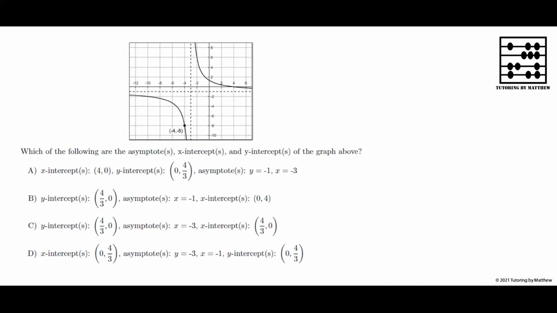Which of the following are the asymptotes, x-intercepts, and y-intercepts of the graph above? Reviewing this question one more time, which of the following are the asymptotes, the x-intercepts, and the y-intercepts of the graph above? Notice that this is a "which of the following" type question, which are very common in the SAT and ACT college entrance exams.